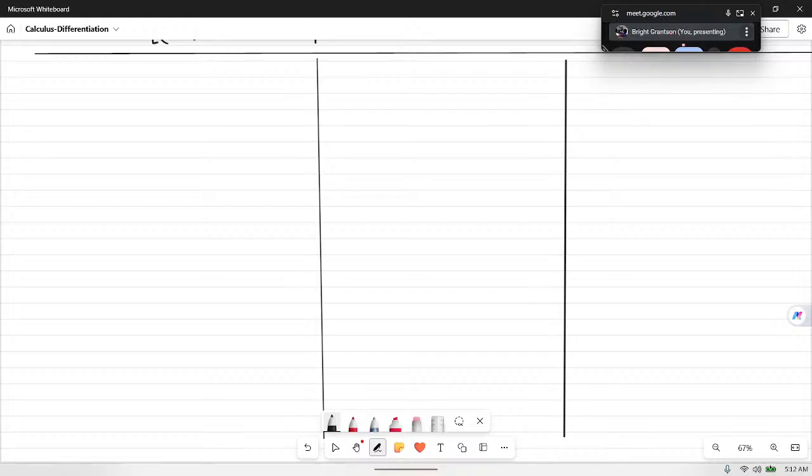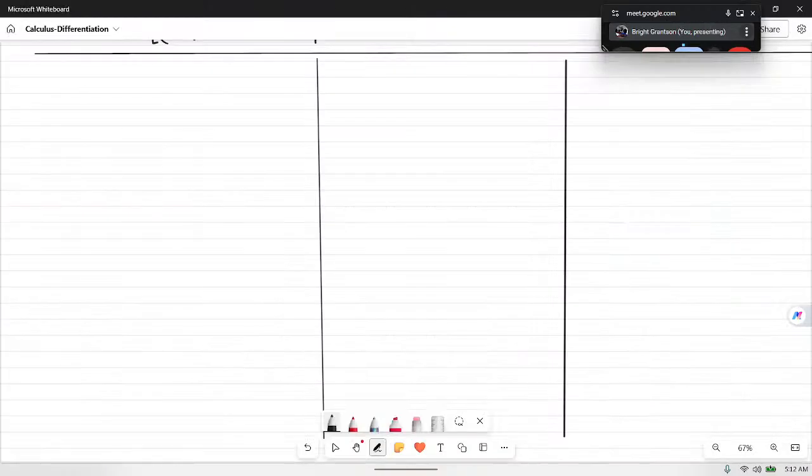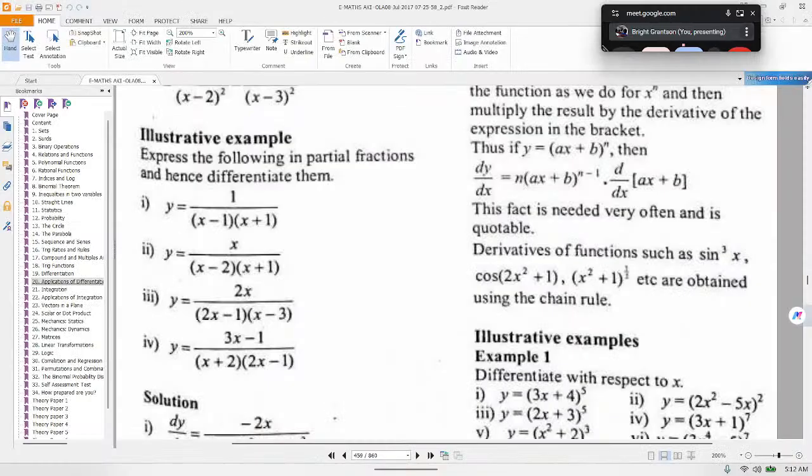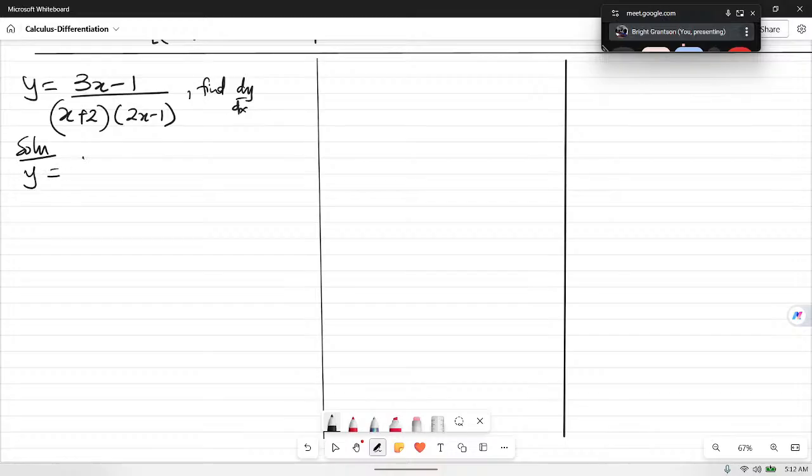Okay, let me write it. So y equals (3x minus 1) over (x plus 2)(2x minus 1). Find dy/dx. So you write the question again: (3x minus 1) over (x plus 2)(2x minus 1).